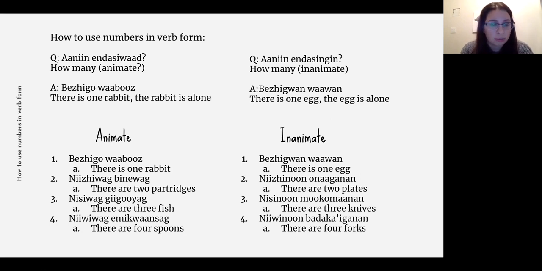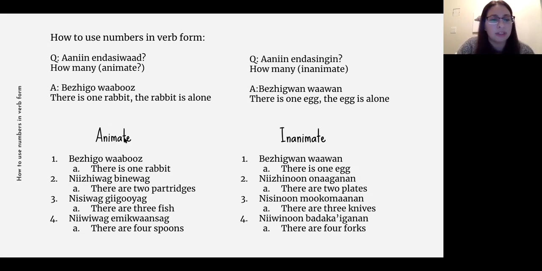So in this case, because you're asking how many of it and it's an animate verb, you actually have to add an ending onto the numbers as well. It can be a bit confusing, but I'm going to give you the endings for 1 to 4. And this is how it is for each animate verb. So beshigo wouldn't change. So you could say there's one partridge: beshigo bene. In this case, you're saying beshigo wabus. So there's one rabbit, or it means the rabbit is alone.